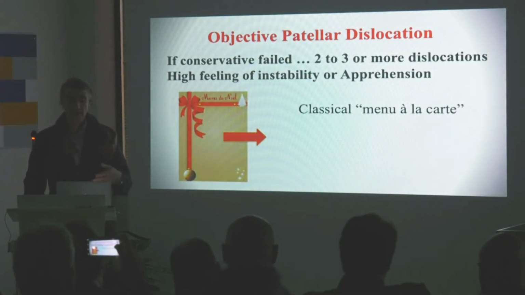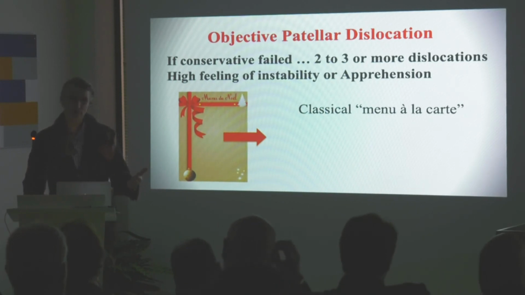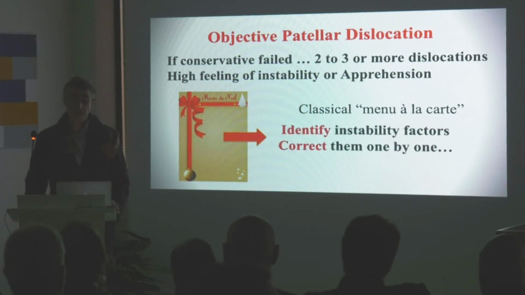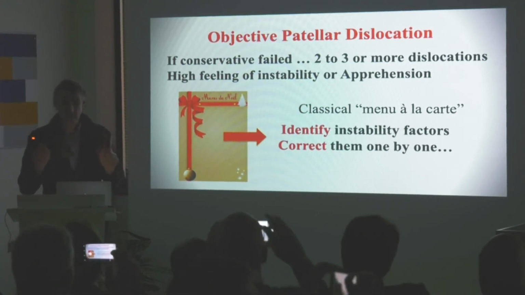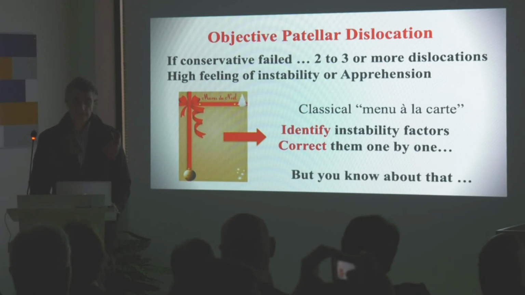So at the end, to treat that, I would say that if you have 2 or 3 patellar dislocations, yes, you can propose to do surgery, not for the first one. I will never push to do the surgery on the first patellar dislocation. If you have a high feeling of instability or apprehension, and then you identify all the instability factors and you correct them one by one. This is the key.